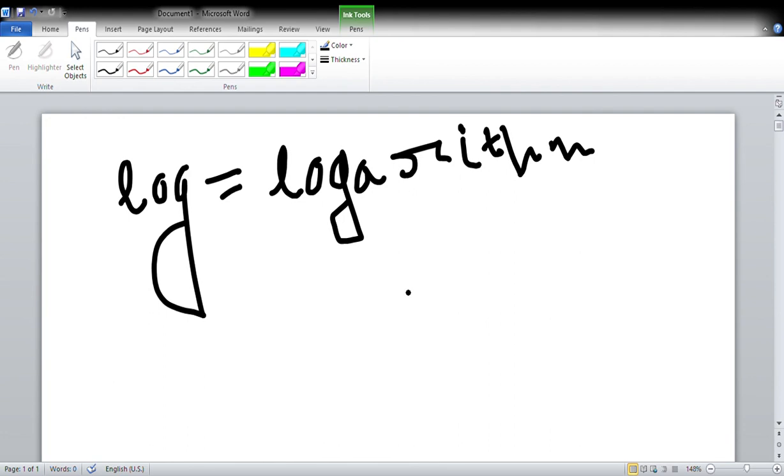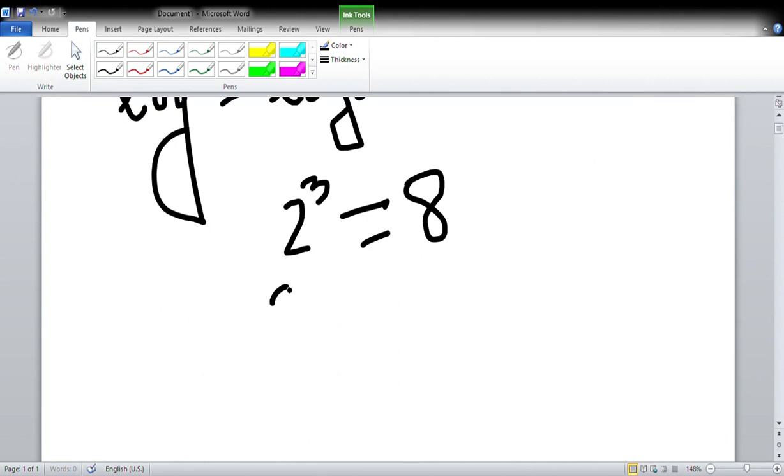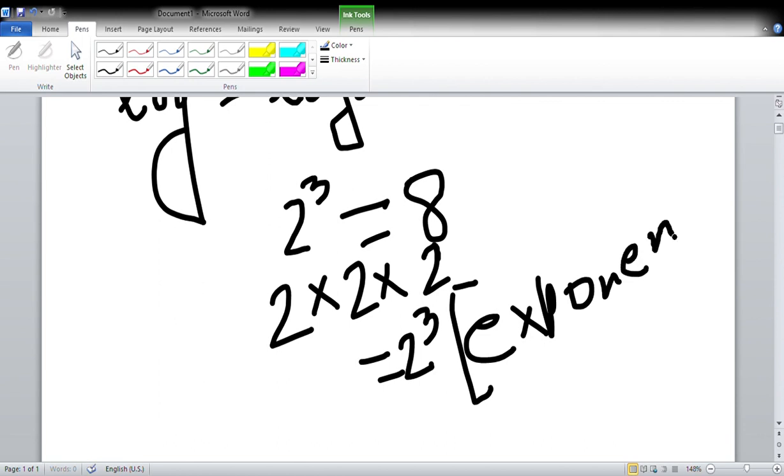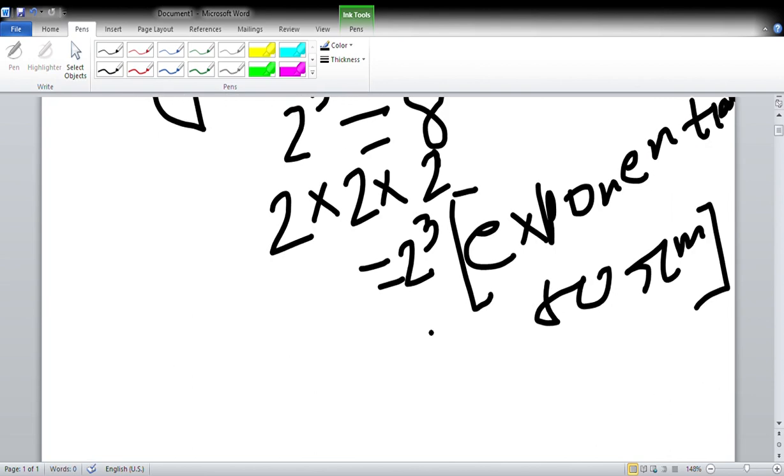Then come to logarithm. So previously, what I have studied is that, suppose we write 2 to the power 3 is equal to 8, because if you write 2 multiplied by 2 multiplied by 2, 3 times, that is 2 to the power 3. So this is 2 to the power 3 written in an exponential form.